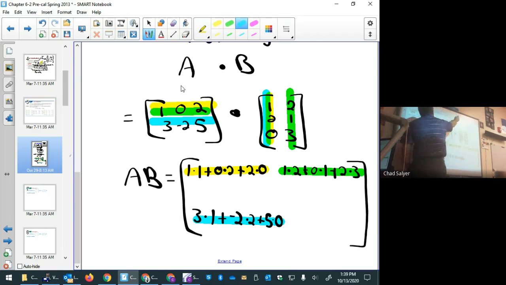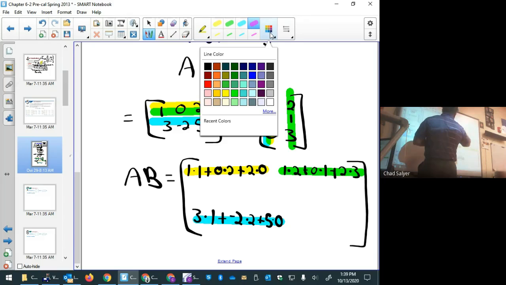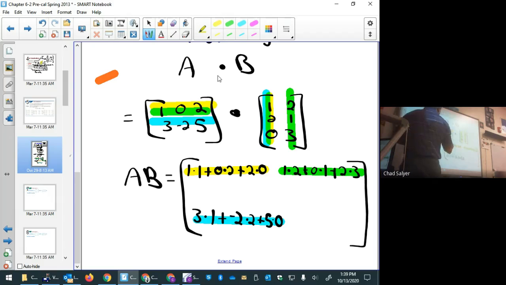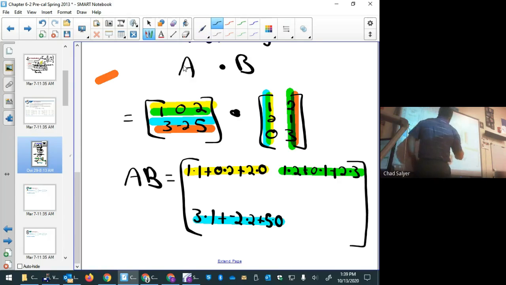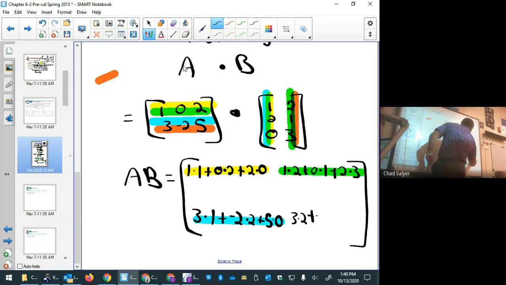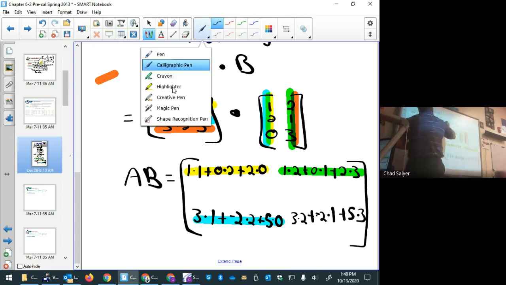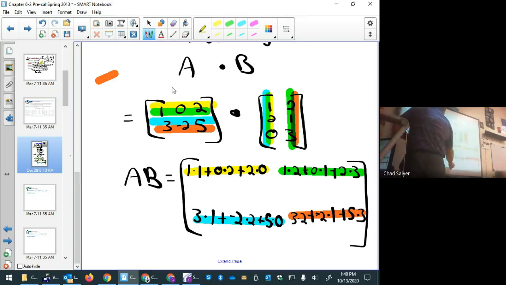And then the last one, I hate that highlighter color. It is no good. Orange. Yeah, maybe that'll work. So row 2, column 2, row 2 times column 2. So that's 3 times 2 plus -2 times 1 plus 5 times 3. Like so. So that's the algorithm.